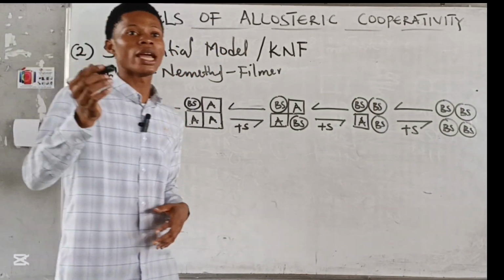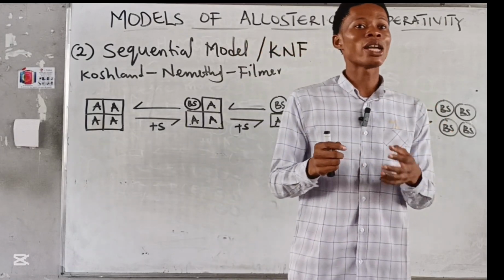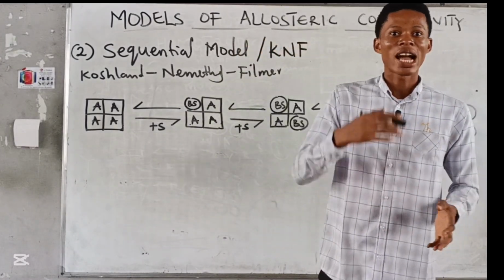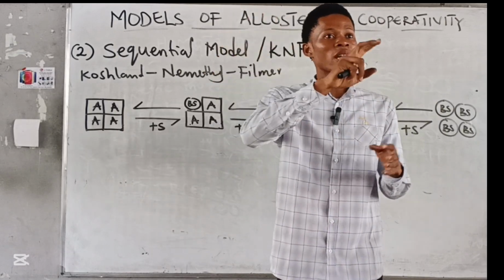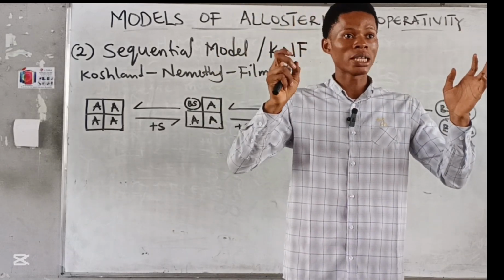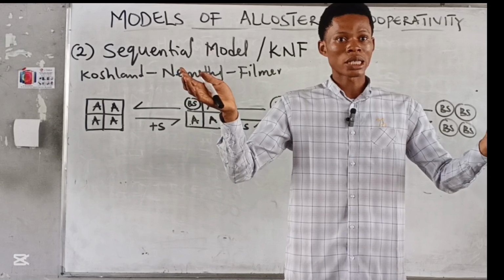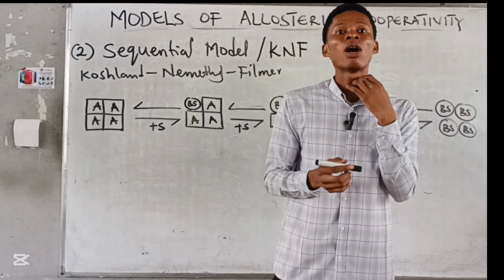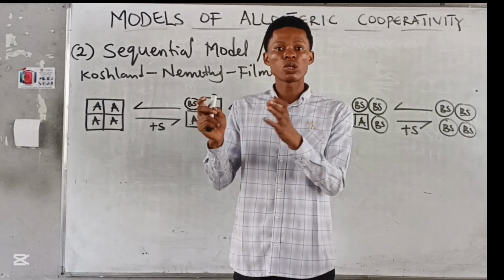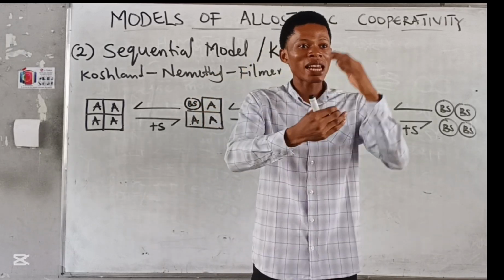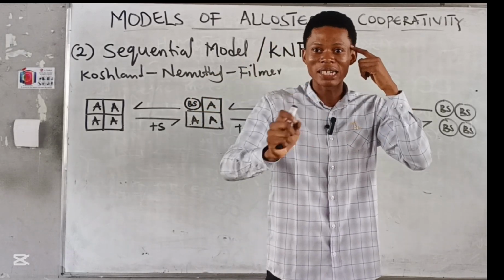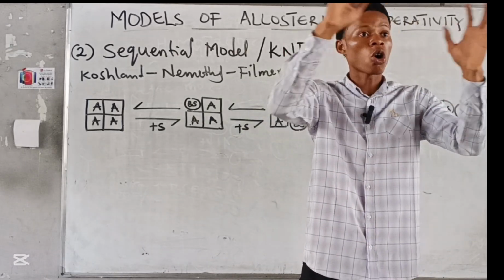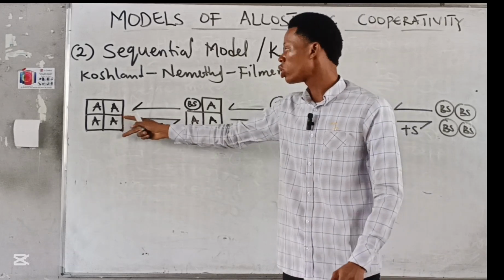Now the sequential model, also tell them that the sequential model is also called the KNF model. And sequential, it states that the protein exists in two conformations, right? Tense and relaxed. But here we have a series of intermediate conformations. Now, the change of state from the tense to the relaxed is done one after the other. Put it the way you understand it. It's done one after the other. It is not all at once. You draw this for them.